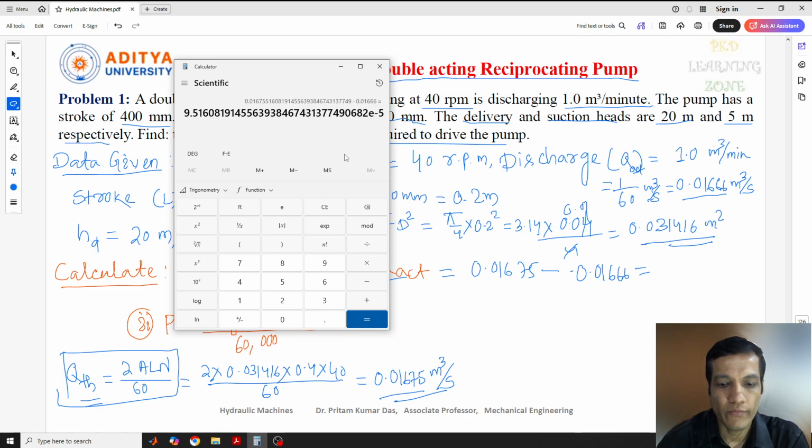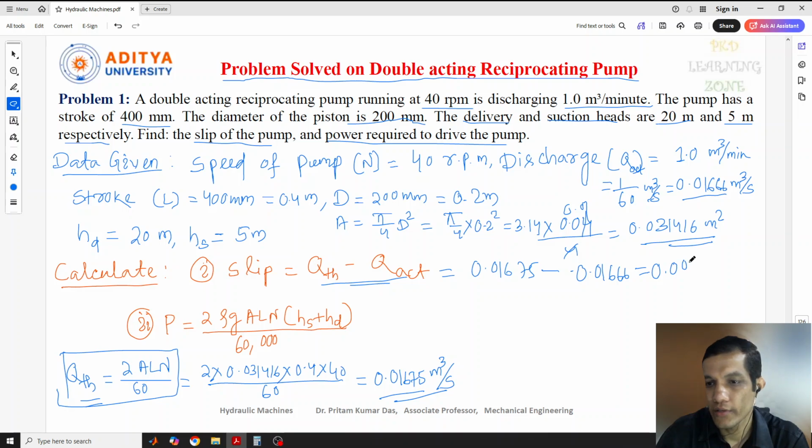So we'll get a very, very small value. Okay, 10 to the power minus 5 if I take, then we'll get a value. I can write here 0.00009. Some value will be there. So this much slip is there. Okay, this is our first answer.